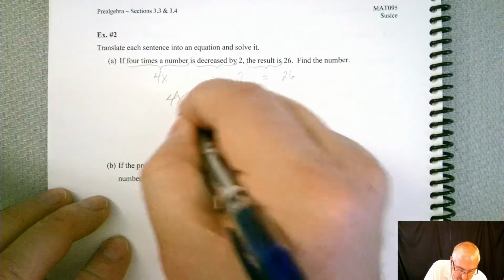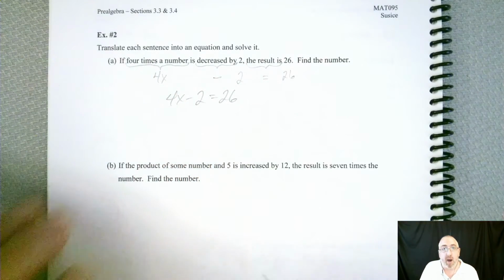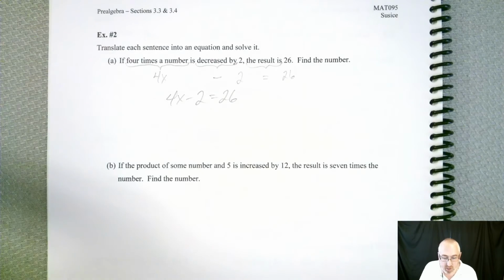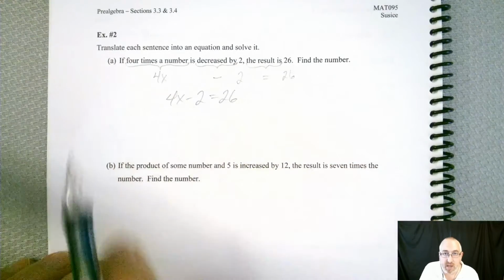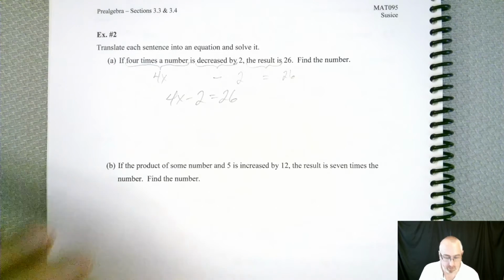So 4x minus 2 equals 26. The hardest part of all of these problems is always going to be just to get that initial equation set up correctly. Once you have that, it's not always easy, but usually it's a lot easier to solve the equation and break it down to find out what x is. So hopefully that's the case for you.